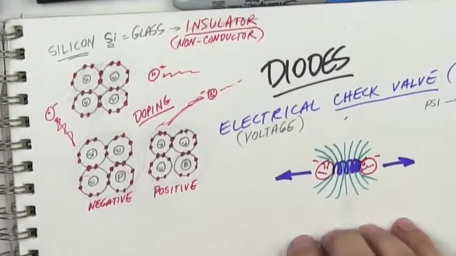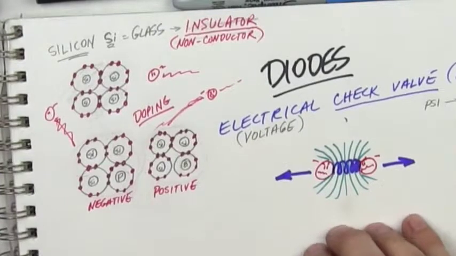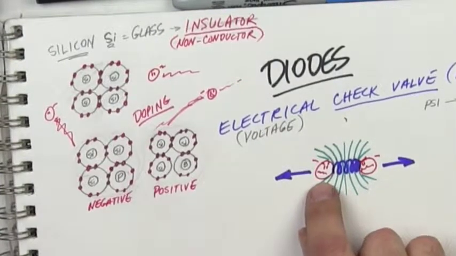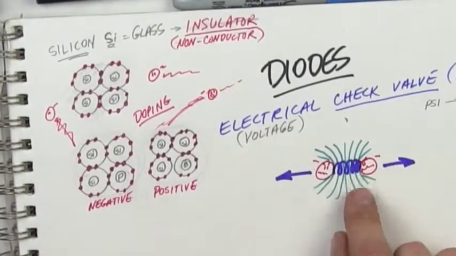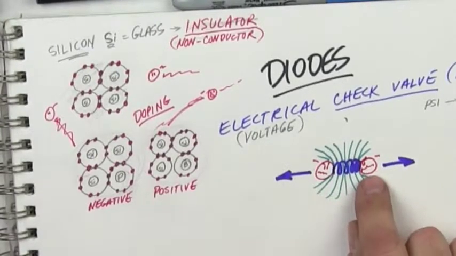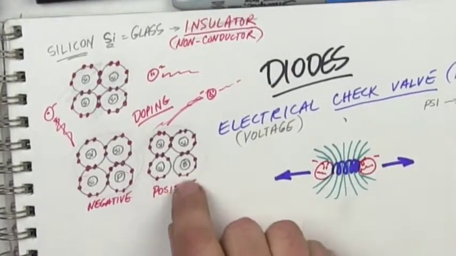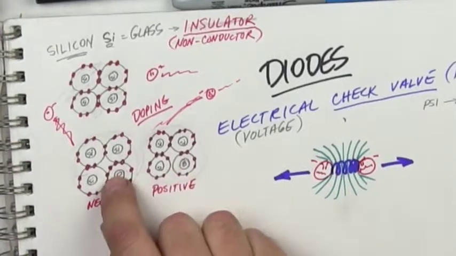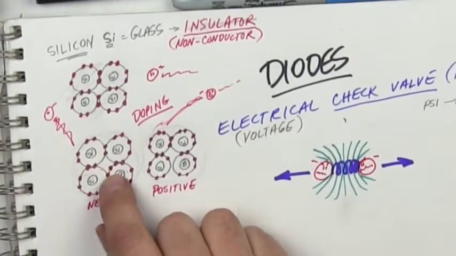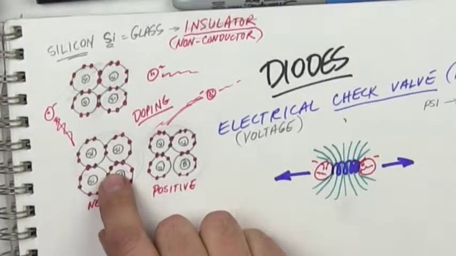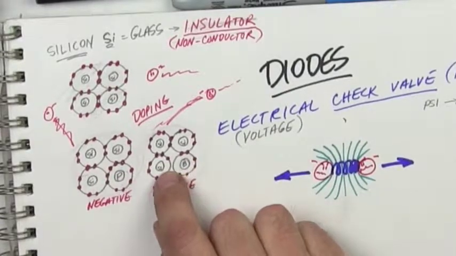So here's what we got. These guys don't want to be near each other, but they do want to fill in empty spaces. So in this particular case, this doesn't really want to take any more electrons because it's got an extra one there, whereas this one would accept an electron.